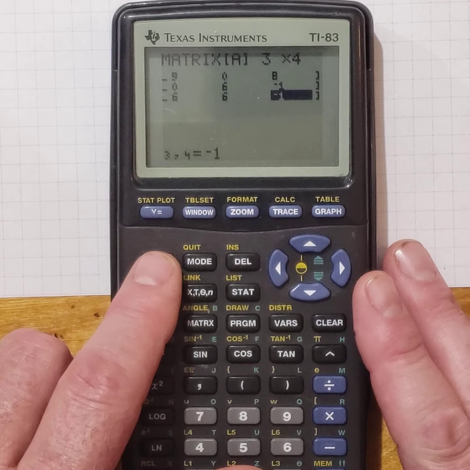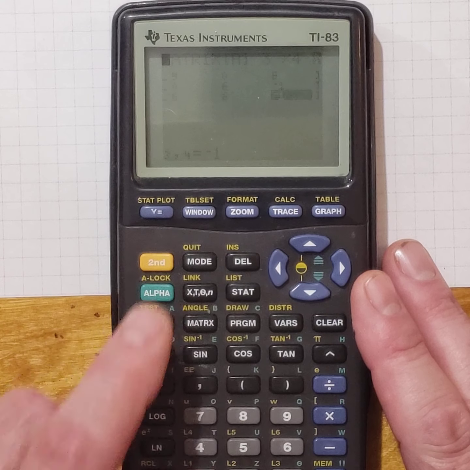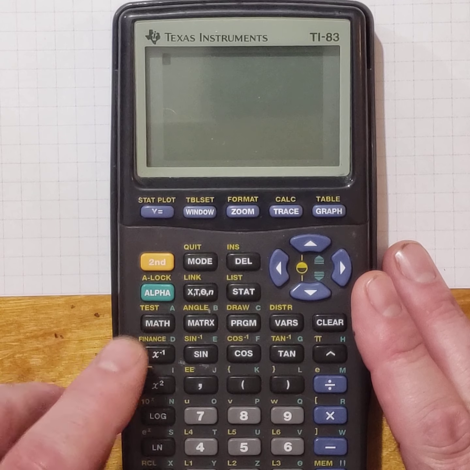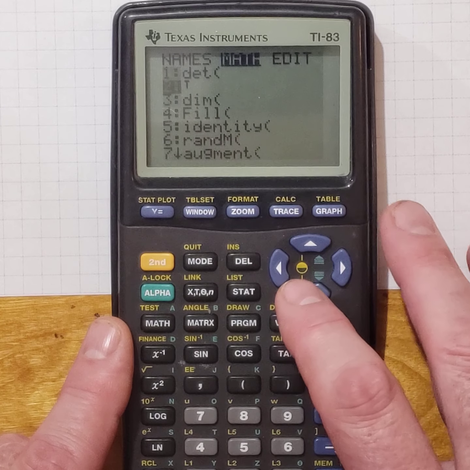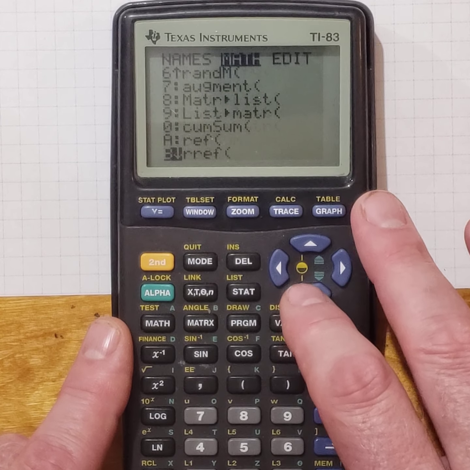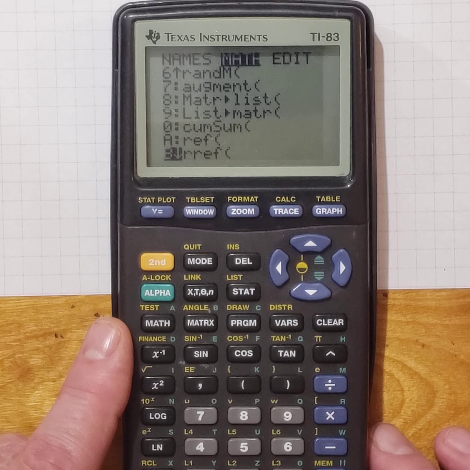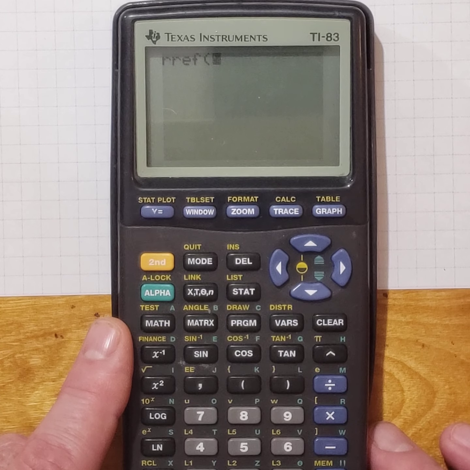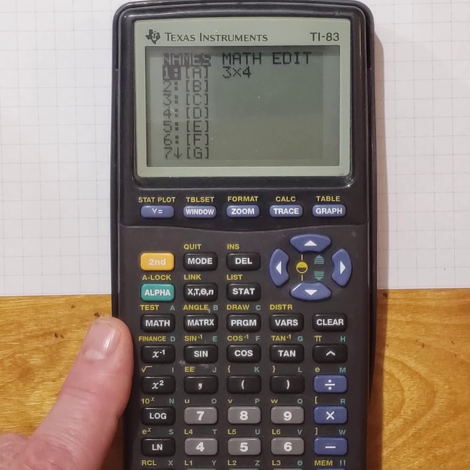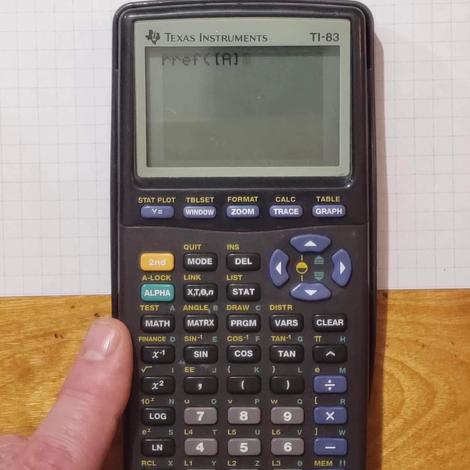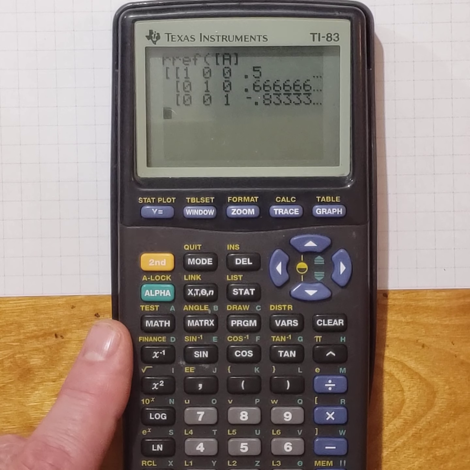Okay, once you're in, second mode to go back to the home screen, matrix again, over to math, and down to RREF, the one with 2 R's, not just 1 R. Enter. Matrix a third time, and just enter to grab matrix A, and then enter to execute that command.